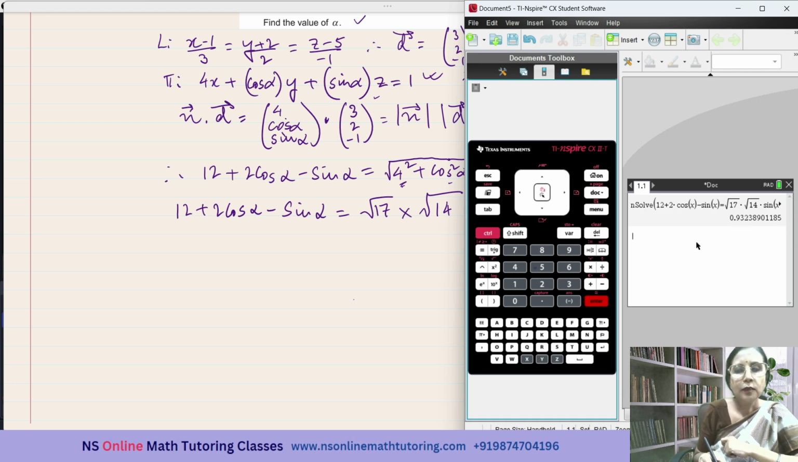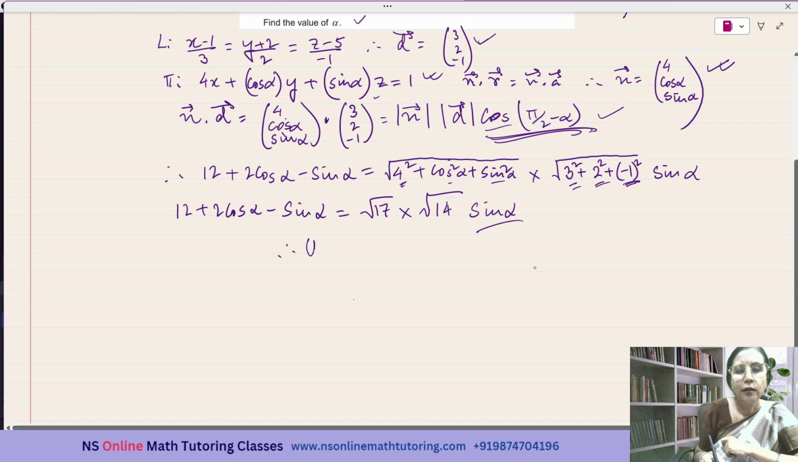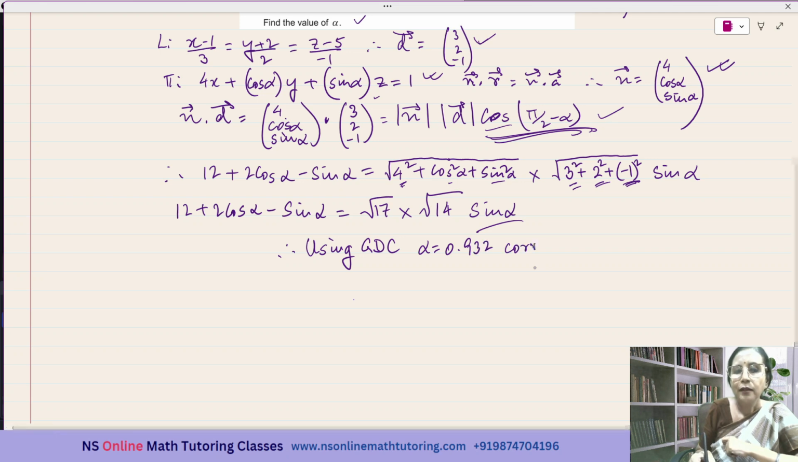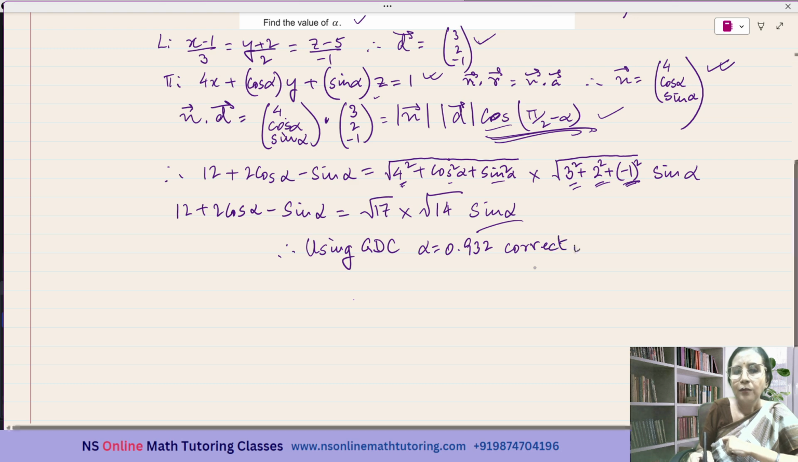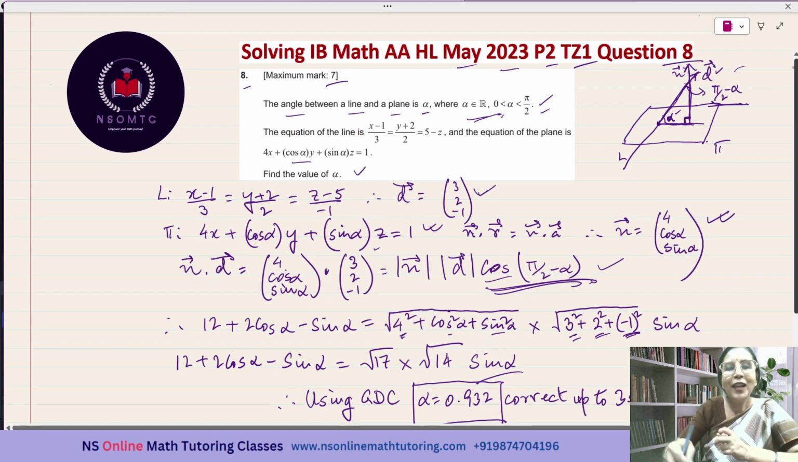So therefore, using the GDC, alpha equal to 0.932, correct up to 3 significant figures. So students, we have answered this question number 8 completely.